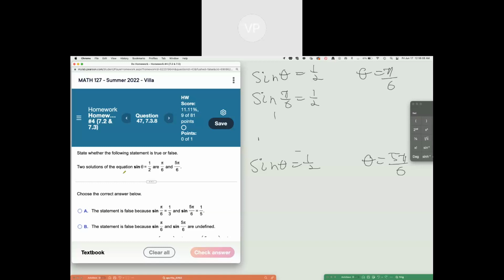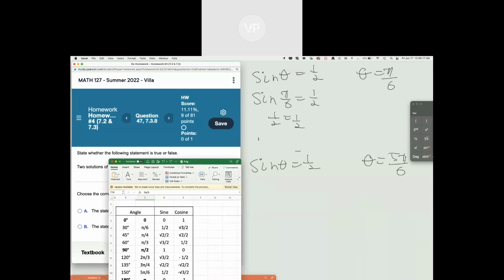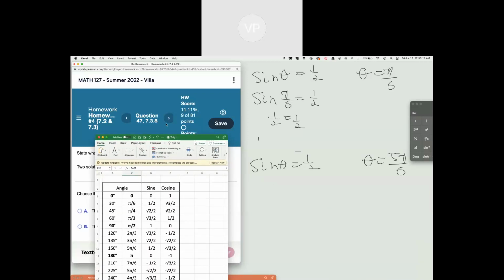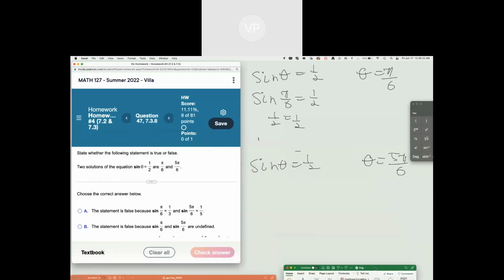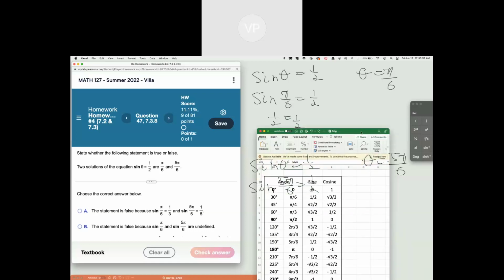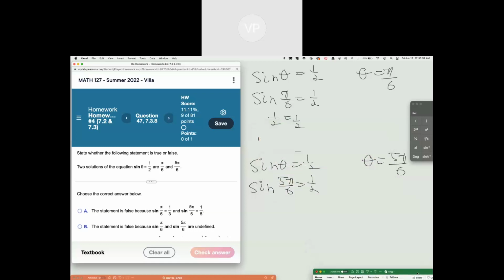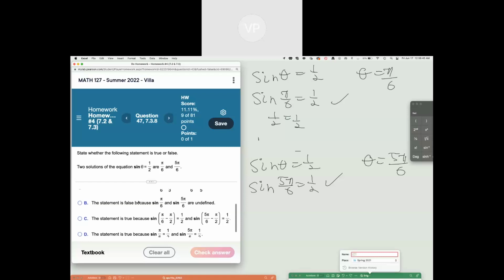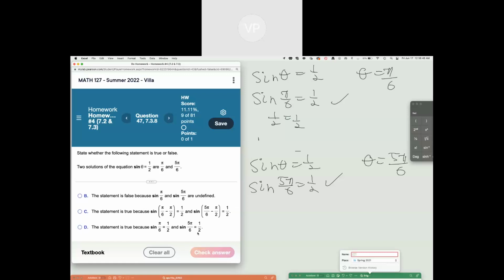So when I plug in pi over 6, I remember, oh yeah, sine of pi over 6 is a half. Do we need to see the table? Hopefully, like I said, as you do more and more of these problems, you get to know them. Sine of pi over 6, 1/2. We knew that, right? And then, of course, sine of 5 pi over 6. Is that also a half? Looks like it. So therefore, that's true. It's only going to be true, by the way, if they give you a true-false statement. This is only going to work if both of them are true. Okay?